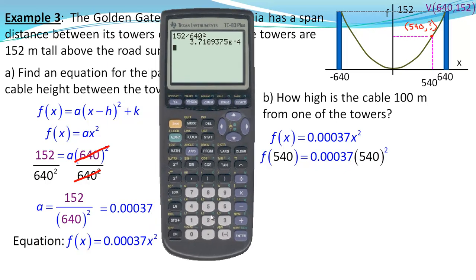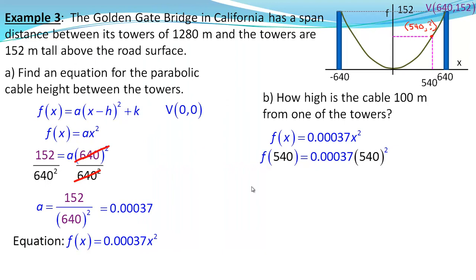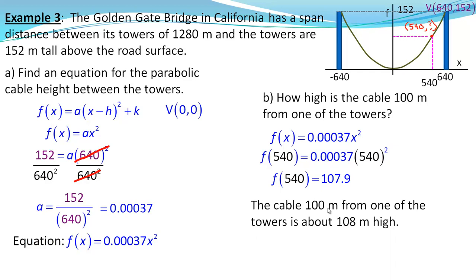So let's bring the calculator back again. 0.00037 times 540 squared. So 107.892. So about 107.9. About that. So 100 meters from one of the towers, it's about 108 meters high. And actually that doesn't look too off here really, because okay, that's 152, so you know it's a little bit past halfway. This kind of looks like it's getting close to 100, so you could kind of approximate that from the graph reasonably accurately.